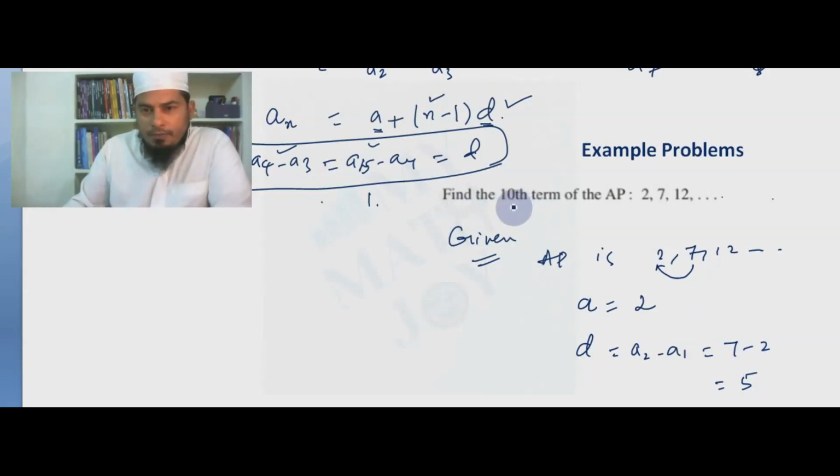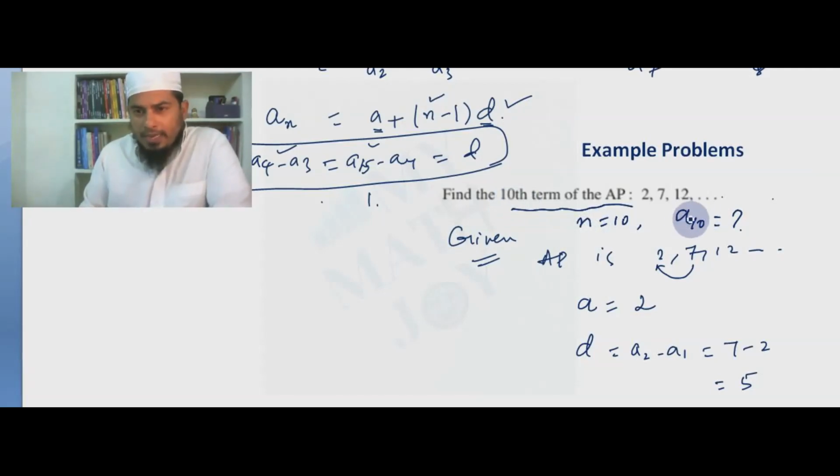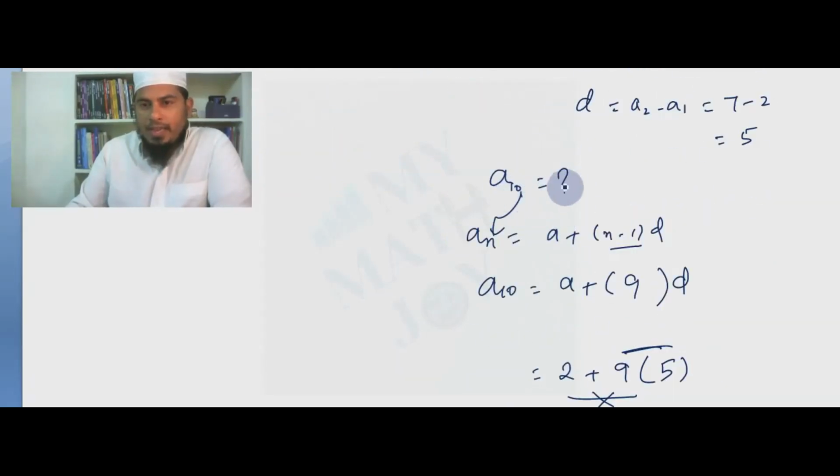We want the 10th term, so n is 10, and a10 is the 10th term, which we want to find. The formula is an is equal to a plus (n minus 1) into d. We don't know a10, so we arrange it in this way: an is a plus (n minus 1) into d.